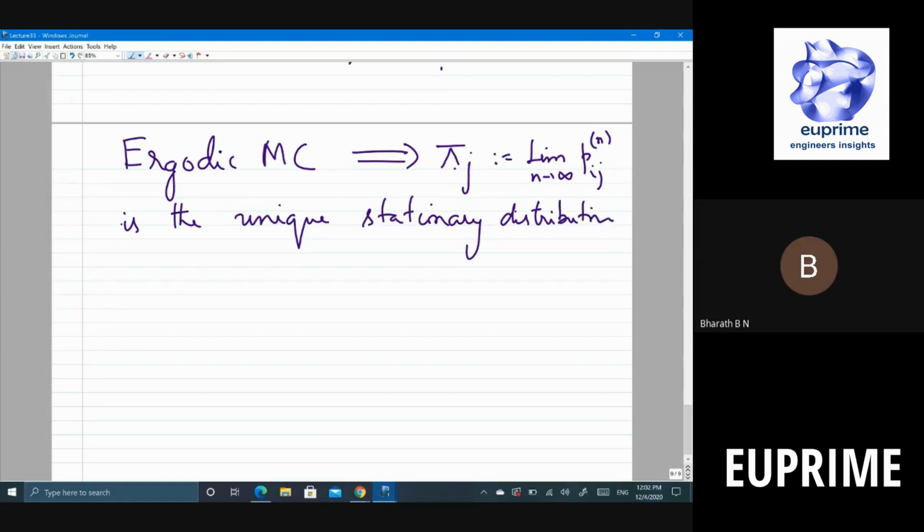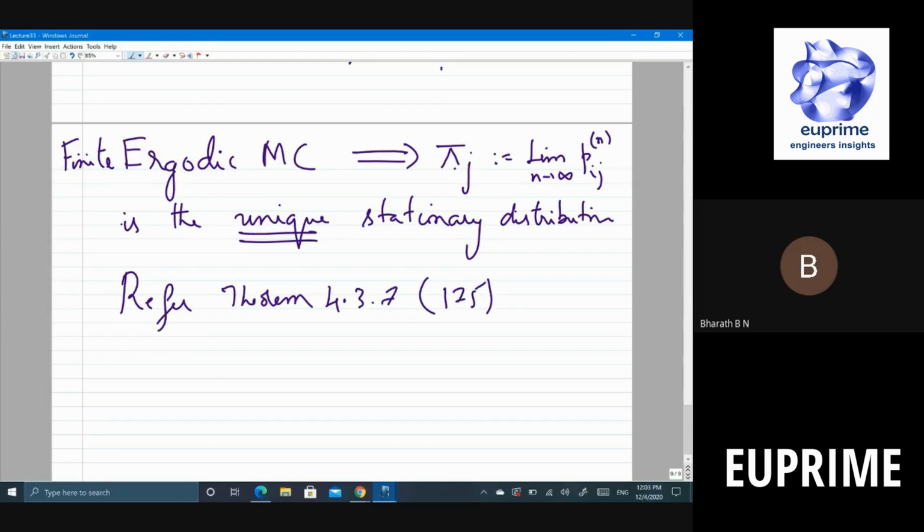Okay, is this fine? Is this fine, everyone? Okay. Yes, sir. Finite ergodic Markov chain. That's what we have proved. So not for infinite or countably infinite. Is this fine? So we have proved that there's a stationary distribution. Of course, for a formal statement, refer to theorem 4.3.7, page 175, of the book.